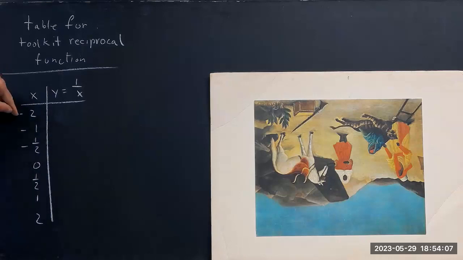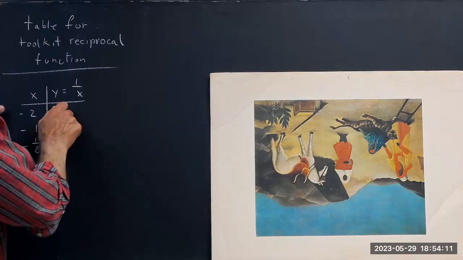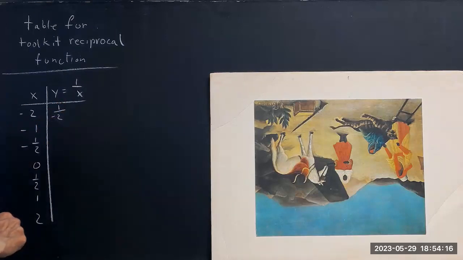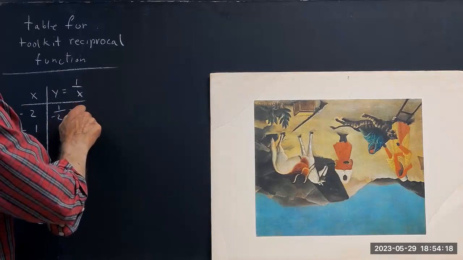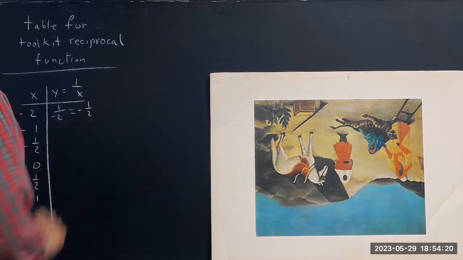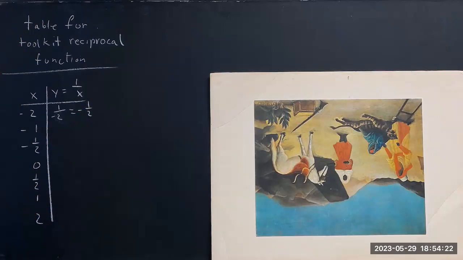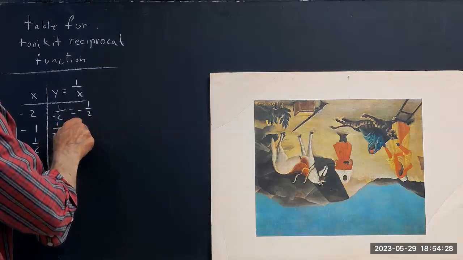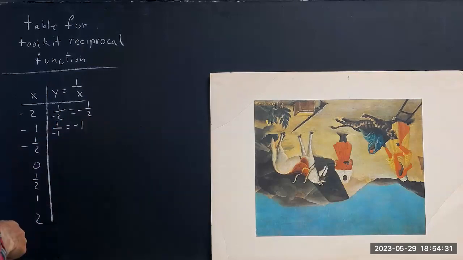We're going to plug this x value in this formula. We're going to get y equals 1 over -2. Well, what's 1 over -2? The same thing as -1/2. It's just basic fraction notation. And then 1 over -1 is just -1.